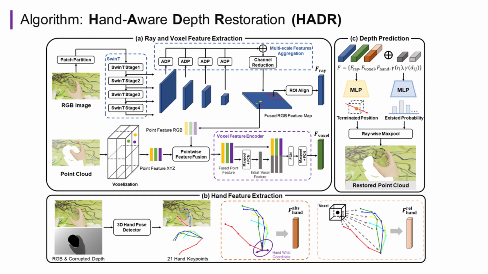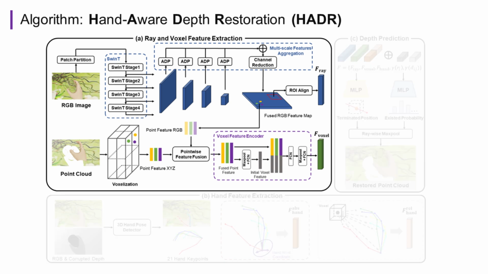Based on this dataset, we propose a hand-aware depth restoration method for estimating the depth of handheld transparent objects, which is based on constructing an implicit function from a single RGB-D image. We first extract 2D color and 3D geometry information from the RGB image and corrupted point cloud.